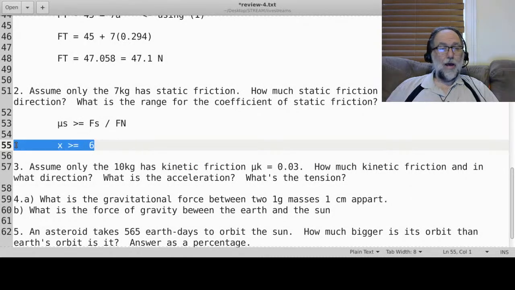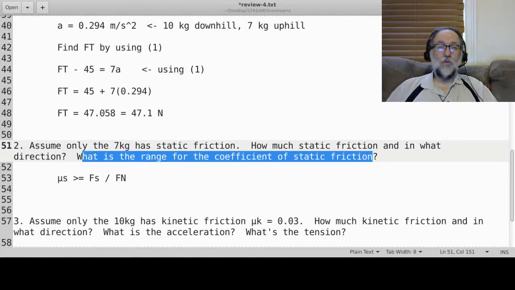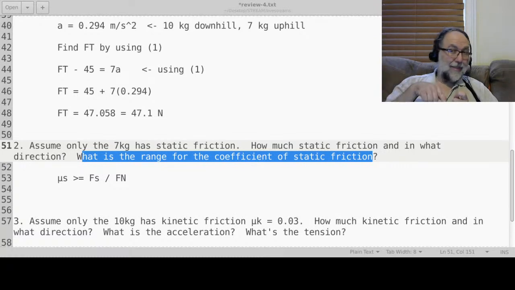That's why the way I asked the question here is, what is the range for the coefficient of static friction? As you might guess, there's going to be a question like this on the test. I'm going to say, what's the coefficient of static friction? And the answers are going to be greater than this amount, less than this amount, something like that. You get that out of this equation right here.